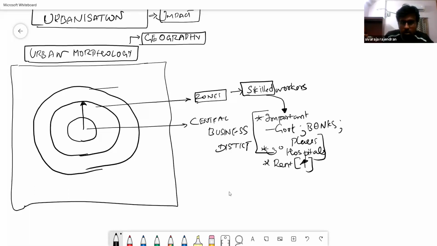And this zone, just, okay. Just a moment. So it's got stuck, I think. Just a moment.